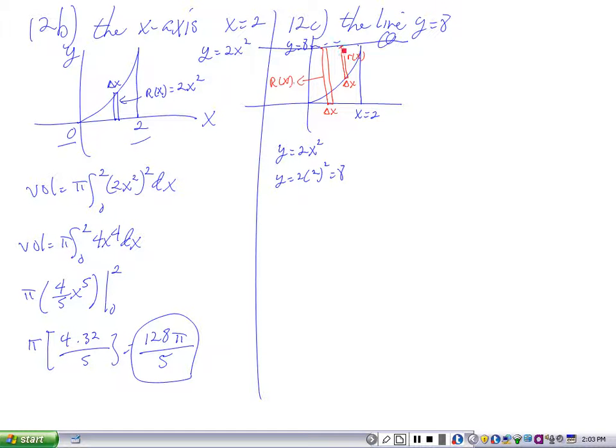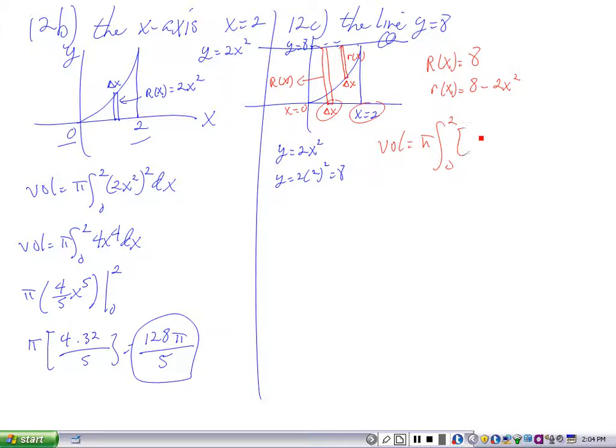So notice here that the big radius itself is just 8. So here capital R of x is equal to 8. And what about little r of x? Little r of x is going to be 8 minus the curve, 8 minus the curve in terms of x, that's 2x squared. So I can calculate the volume. This is pi times the integral. Well, I'm evaluating this from 0 to 2 because anytime that my thickness is with respect to x, I look at the limits of integration. So we're going from x equal to 0 to x equal to 2.